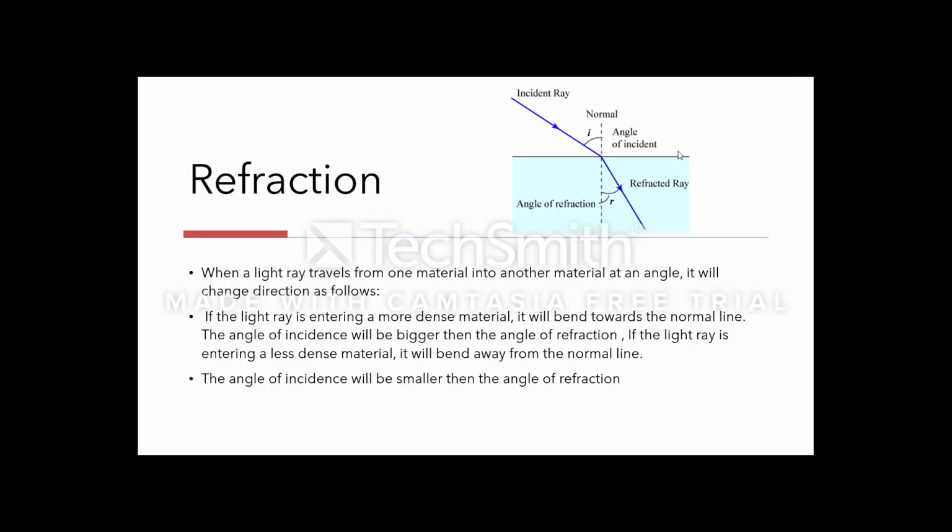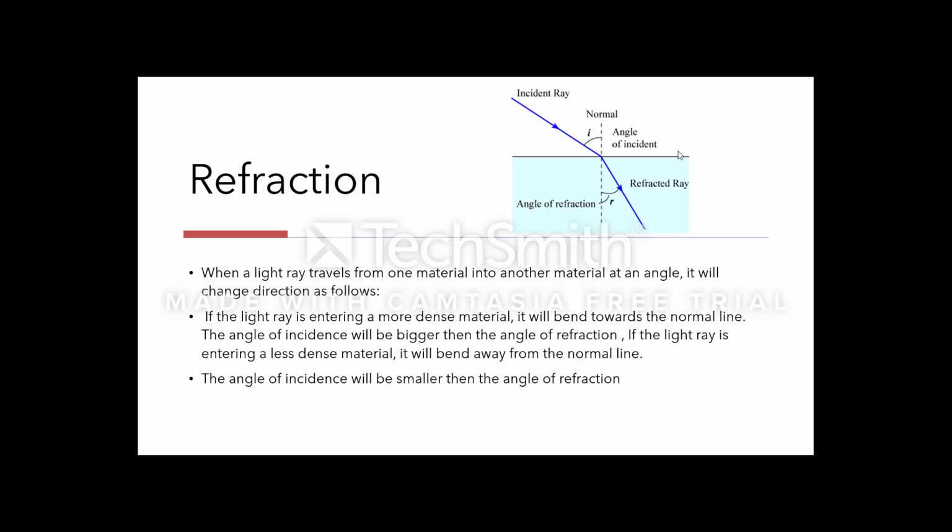So now we'll be looking at refraction. When a light ray travels from one medium to the other at an angle, it will change direction. So on the top, we can see the incident ray and the refracted ray, similar terminology to reflection, which we looked at in the previous PowerPoint. If the light ray is entering a more dense material, it will bend towards the normal, and then the angle of incidence will be bigger than the angle of refraction, which is a bit different from reflection, where angle of incidence is equal to the angle of reflection, but in refraction it can change.